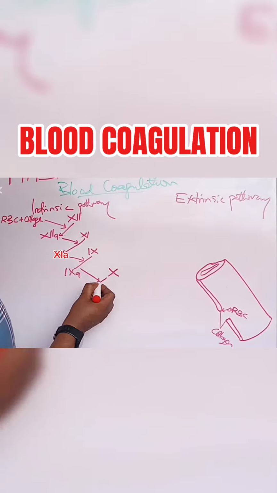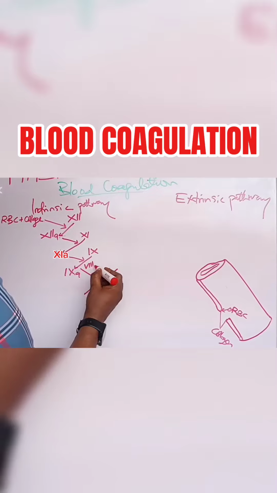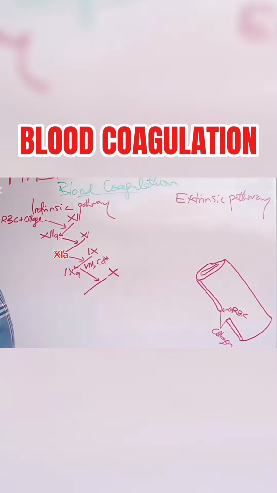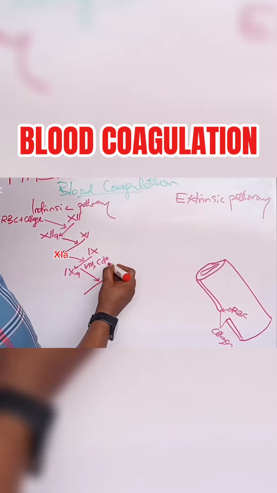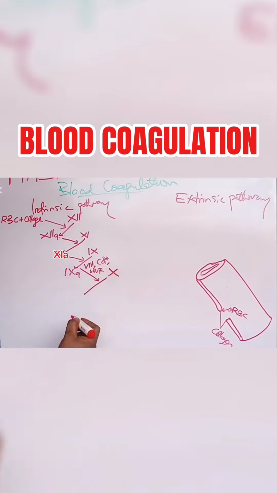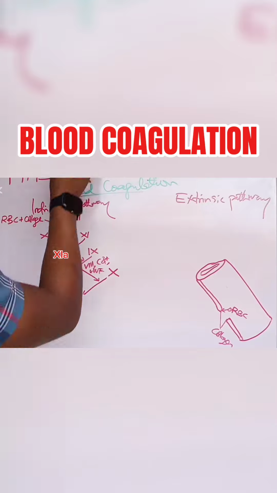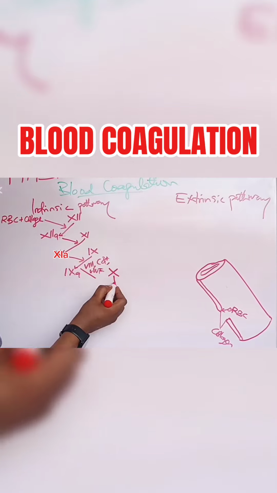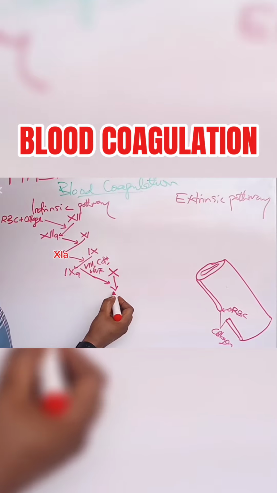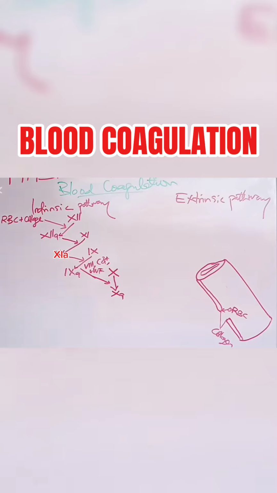Active factor 9, in the presence of factor 8, calcium ions and von Willebrand factor from platelets, activates factor 10. Now, activation of factor 10 is the beginning of the common pathway, which proceeds as follows.